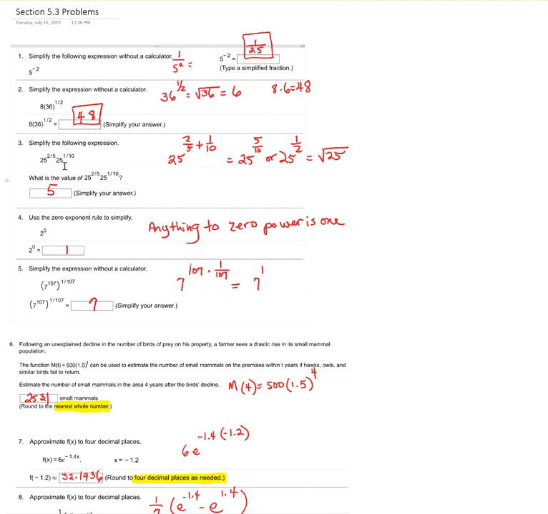Now 25 to the 2/5 times 25 to the 1/10. 25 is the same base, so we can add those exponents. So we have 25 raised to the 2/5 plus 1/10. Well, 2/5 is equal to 4/10. And so 4/10 plus 1/10 is 5/10, which is 1/2. And 25 to the 1/2 is the same as the square root of 25. So our answer is 5. So we got a common denominator here and changed 2/5 to 4/10. And then we added it and we came up with that.